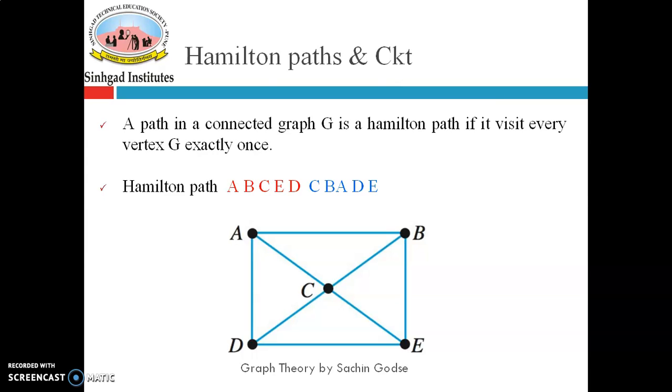Now the next type of path and circuit is Hamilton path and Hamilton circuit. So a path in a connected graph G is a Hamilton path if it visits every vertex of G exactly once. Means in case of Eulerian path, we saw that each and every edge should be visited exactly once. But in case of Hamilton path, the path should visit every vertex of G exactly once.